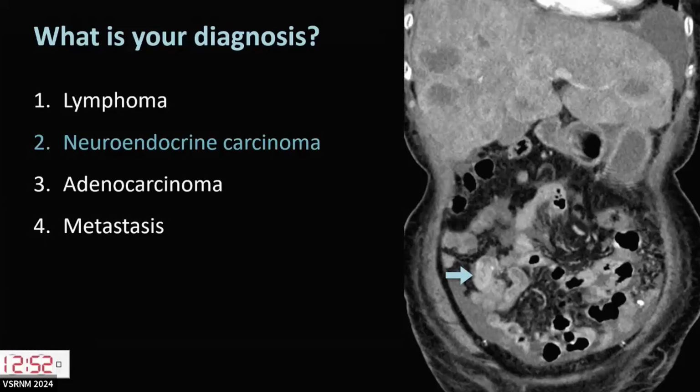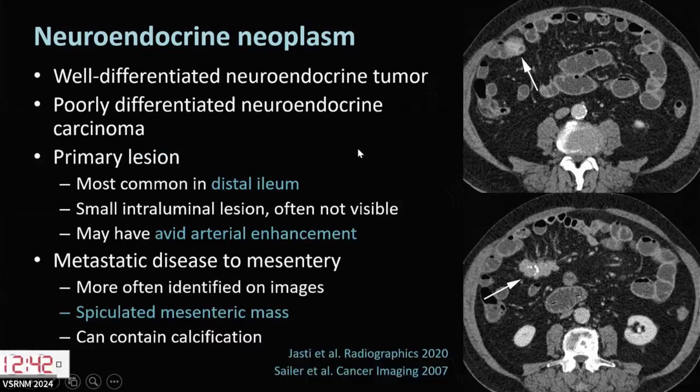Okay, so the patient has received CT-guided biopsy for the liver tumors, and it turns out to be a neuroendocrine carcinoma from the GI tract. So neuroendocrine neoplasms are classified based on the differentiation of the tumor cells. If it's well differentiated, then it's called a neuroendocrine tumor. And if it's poorly differentiated, then it's a neuroendocrine carcinoma.